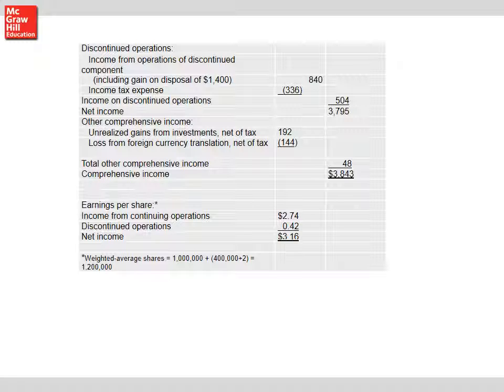That's another item that would be reported in other comprehensive income. So the other comprehensive income items are netted together. Net, it's an overall increase of $48. Add that to your net income, $37.95. Your total comprehensive income, all income items, $38.43. So that's a great, great problem. If you can get through that and understand that, you'll be in great shape for this chapter.